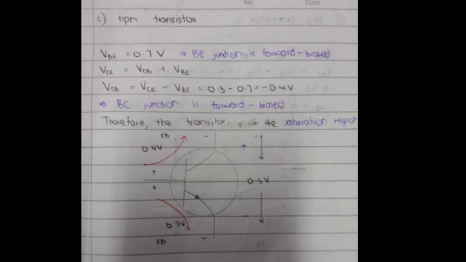For C, same as B, it is an NPN transistor. Now we need to find the voltage between C and B. We use the formula VCB equals VCE minus VBE, equals 0.3 minus 0.7, equals negative 0.4 volts, and it is forward bias. For VBE, it is a positive value, so it is forward bias. Both are forward bias, so it is the saturation region.